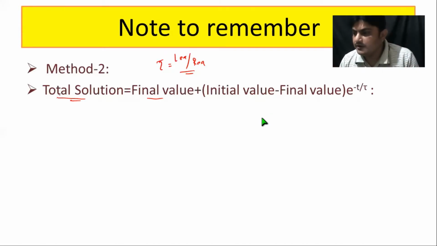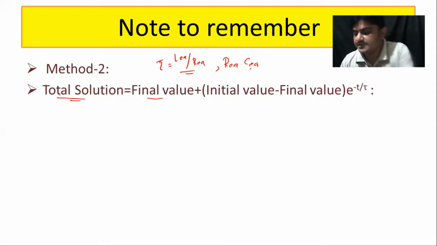In this particular case, tau is equal to L equivalent divided by R equivalent if I am having an RL circuit, and if I am having an RC circuit, then it is R equivalent into C, or if you are having more capacitors in the circuit, then R equivalent into C equivalent.